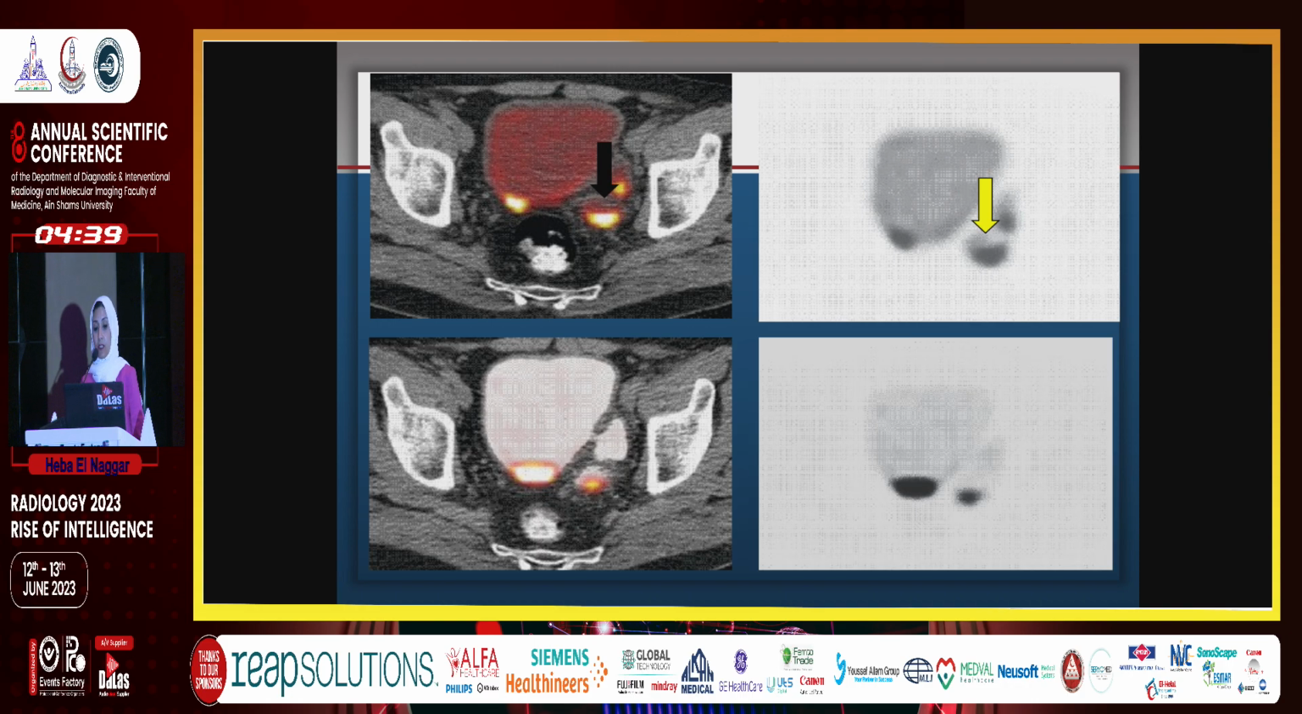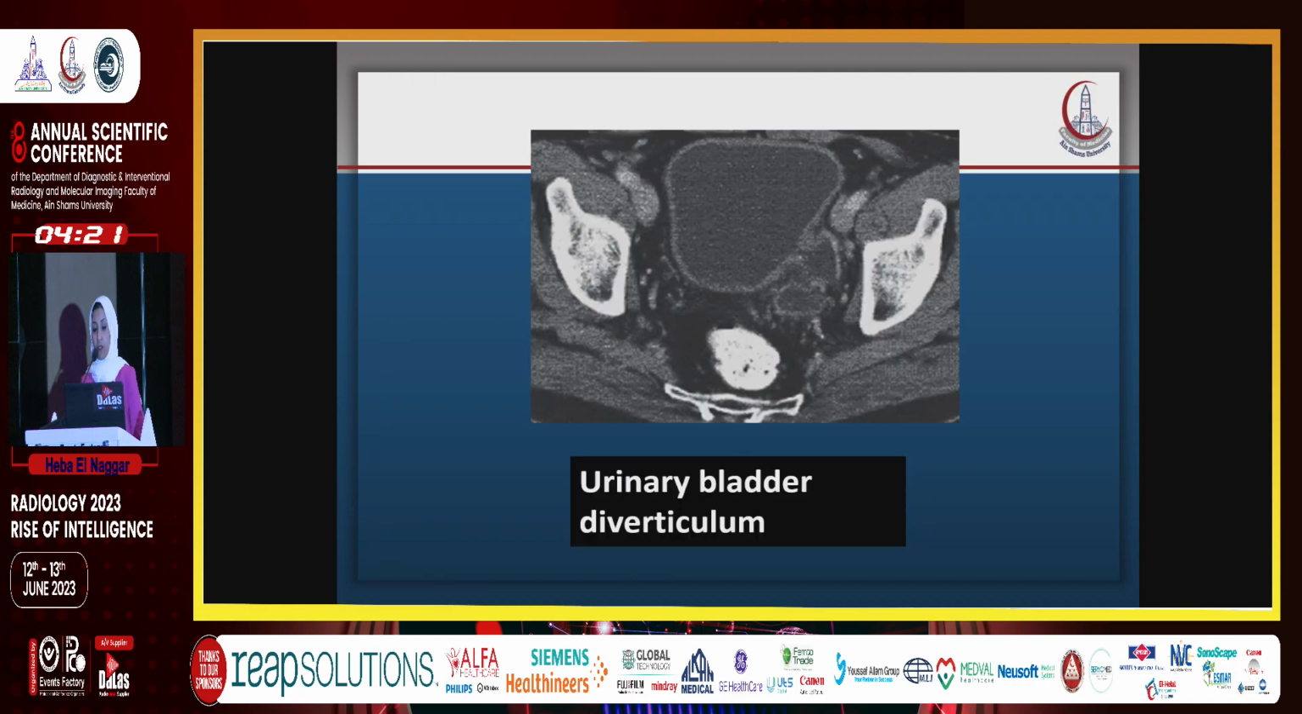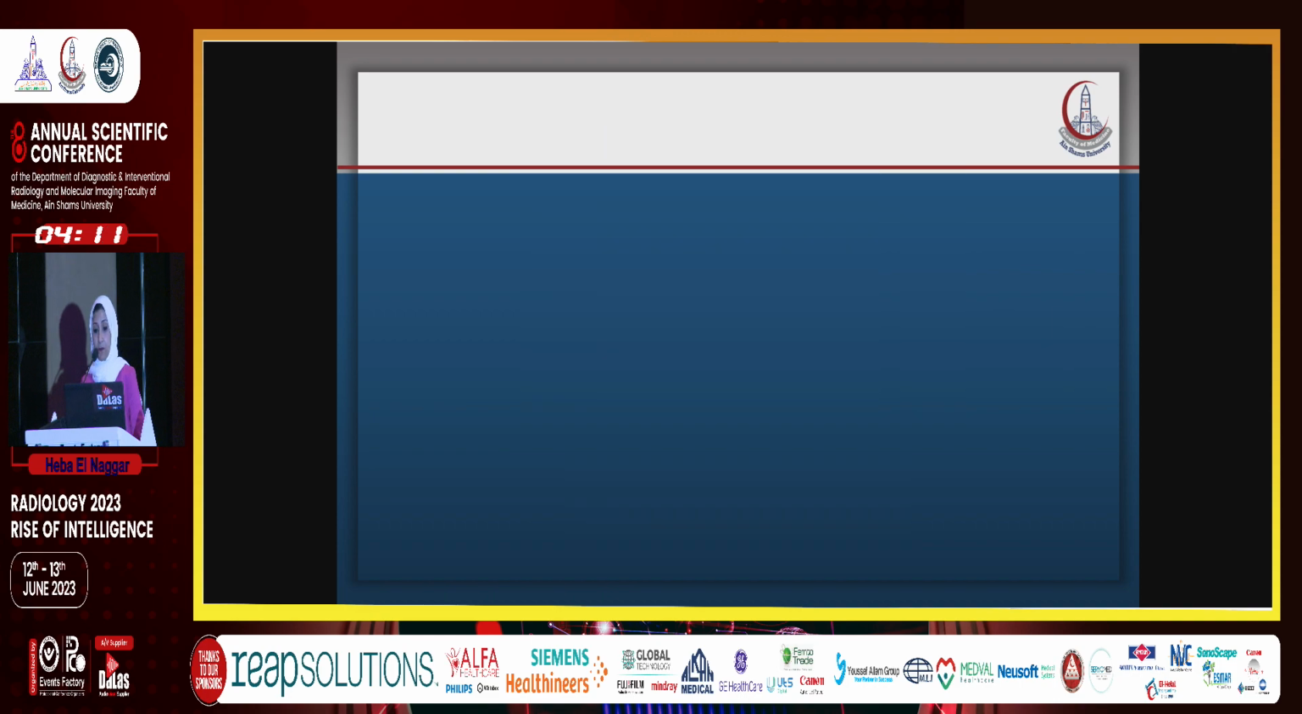So delayed images were obtained, and you can see there is a change in the site and the size of the focal FDG avidity. This is normal FDG avidity, hold-up of the tracer within the urinary bladder and the urinary bladder diverticulum, with no recurrence or residual tumor. And this is the delayed CT image. You can see both the urinary bladder and the diverticulum show a homogeneous wall with no definite masses.